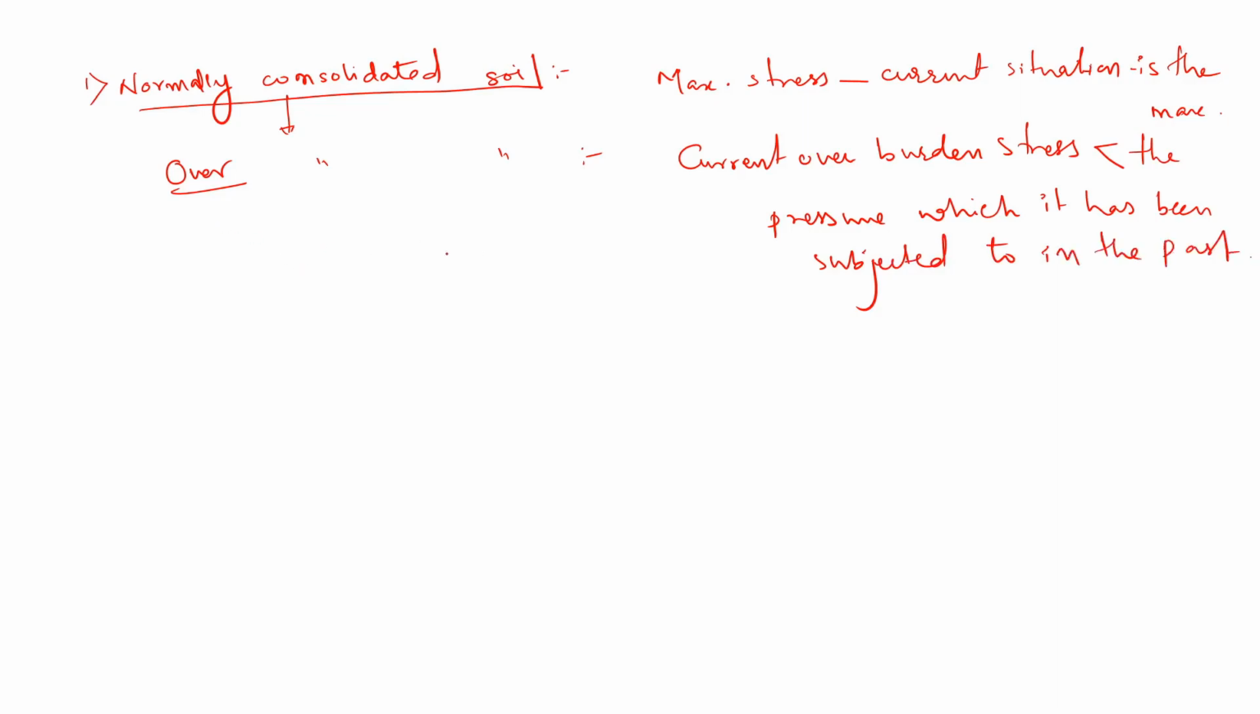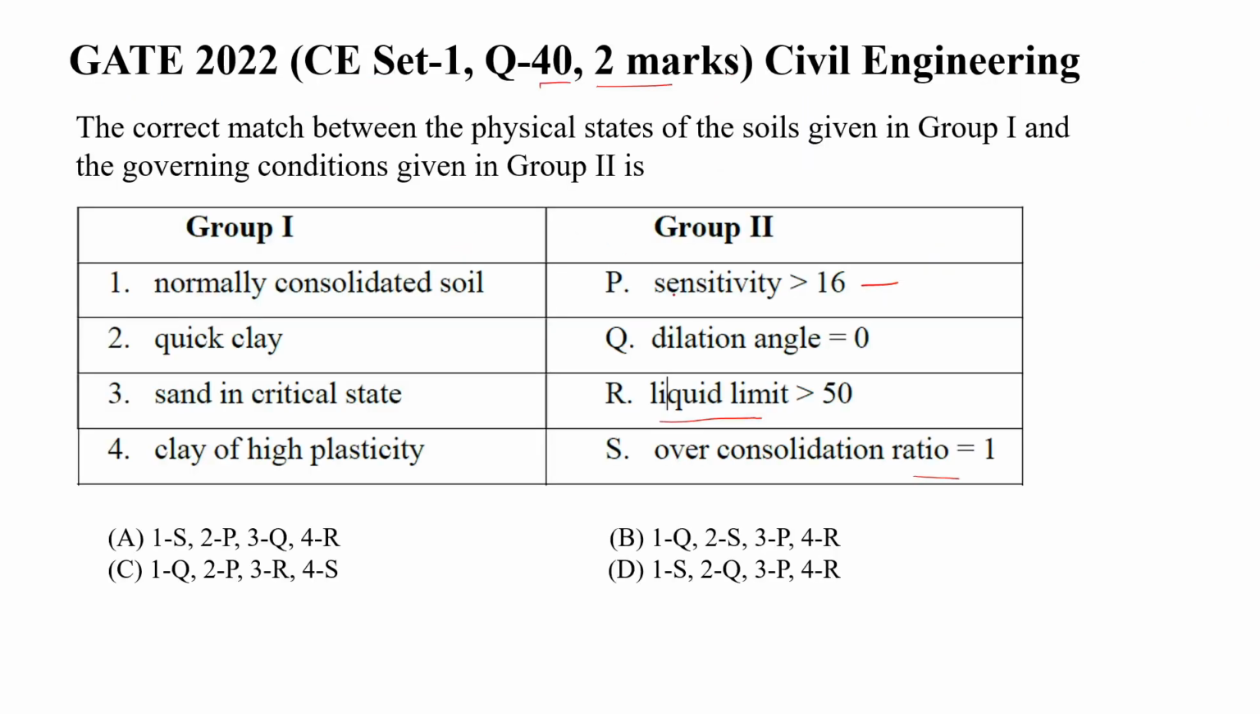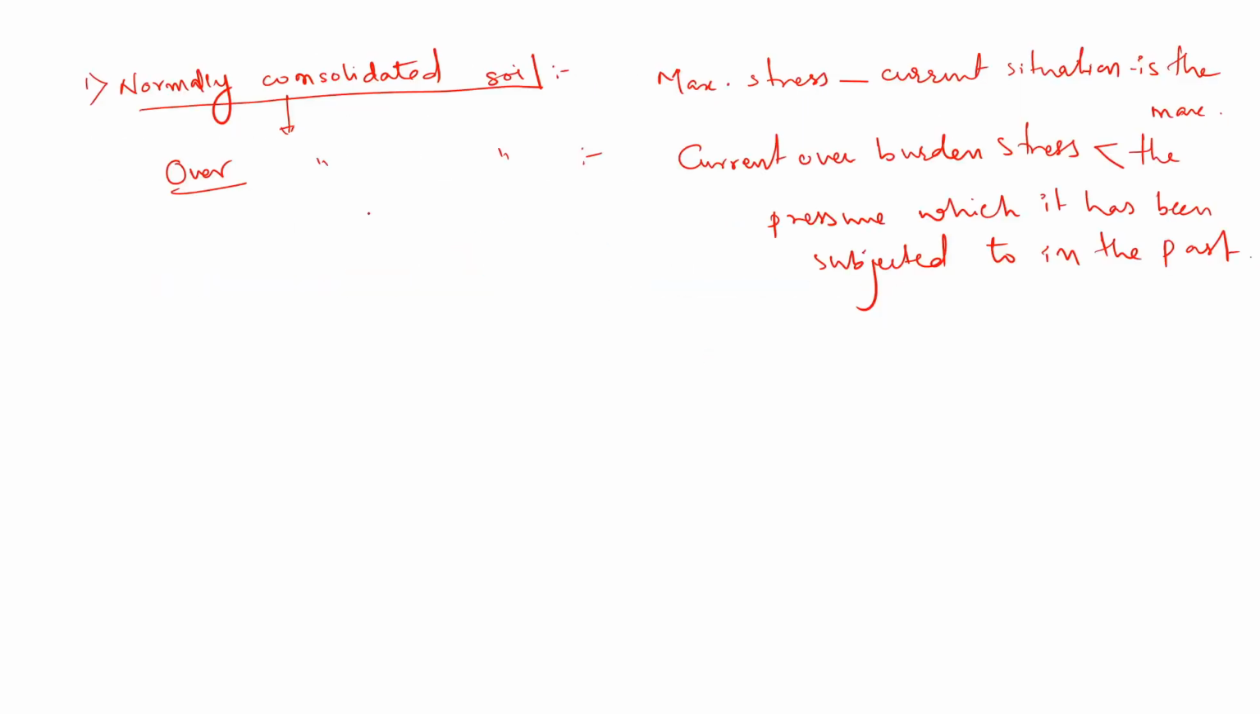So here we'll go back. First we'll discuss, what is over consolidation ratio? The formula or the definition for the over consolidation ratio is the maximum stress the soil has been subjected to, divided by the current overburden stress.